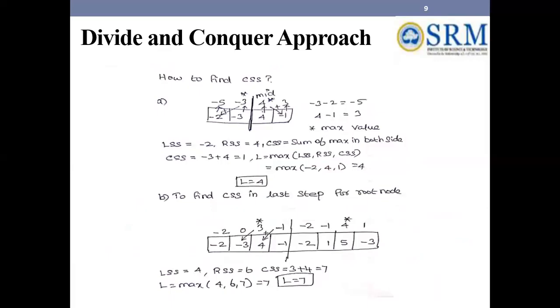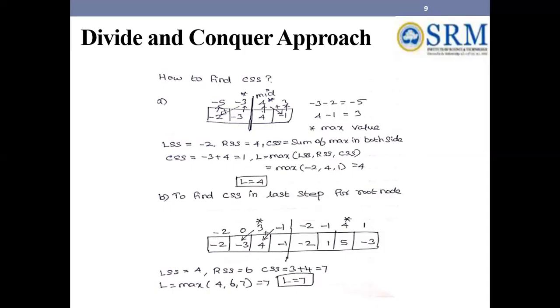Here I am showing the intermediate steps, how to find the CSS value for intermediate steps. So we have minus 2, minus 3, 4, minus 1. So we know the LSS value is the left side largest value, that is taken from the left child, and the RSS value is 4. 4 is taken from the right child. That is the L value. Largest of the left subtree is LSS.